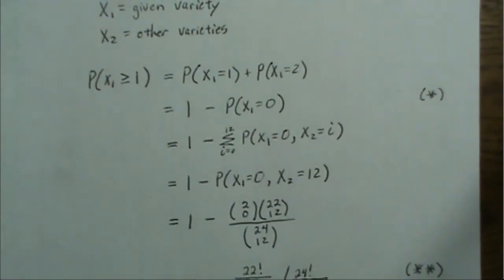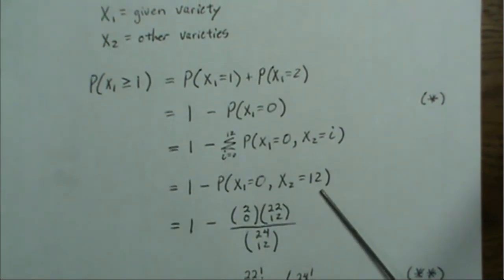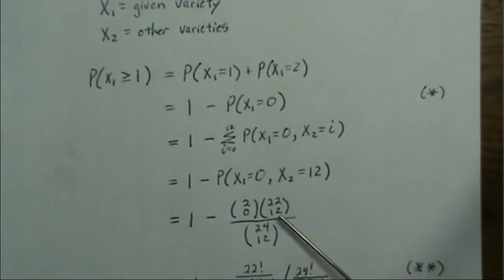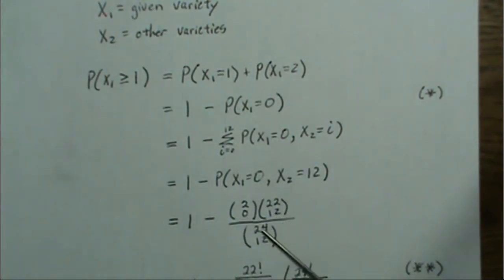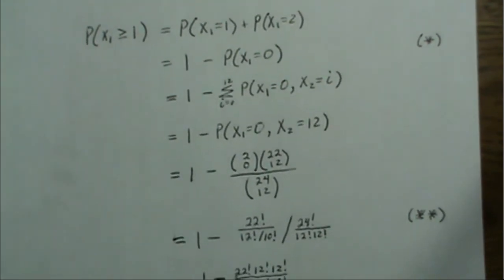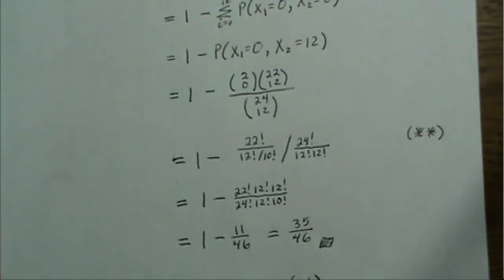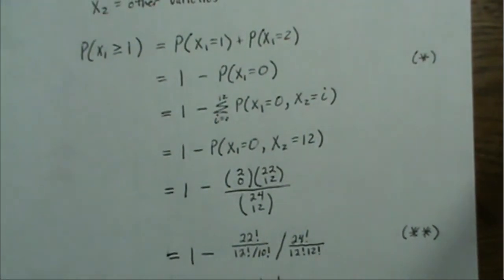But then you realize that we took a sample of size 12, so if X1 is 0, the only possibility is that X2 is 12. Well, this is a hypergeometric: we want 2 from the first out of X1, and we want 12 out of X2, and there's 22 choose 12, and the total sample is 24 choose 12. Then that reduces, and you get 35 over 46. And in retrospect, we probably could have skipped from here to here.